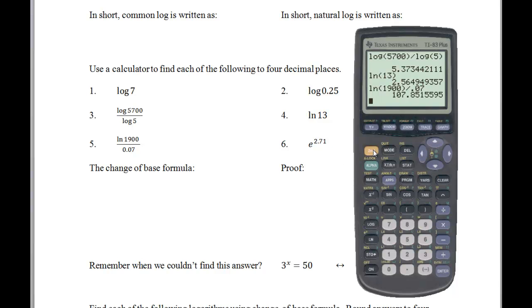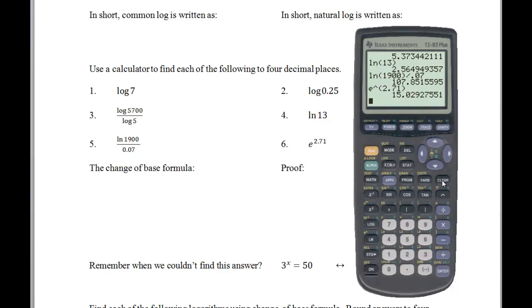Now this e is also available right there. If you click second natural log, you get the e there, and it's always a power. So e raised to the 2 and 71 hundredths power is going to be 15 and 293 10,000ths. So without going back to the pen and writing all these in, these are quick answers you can get on the calculator.